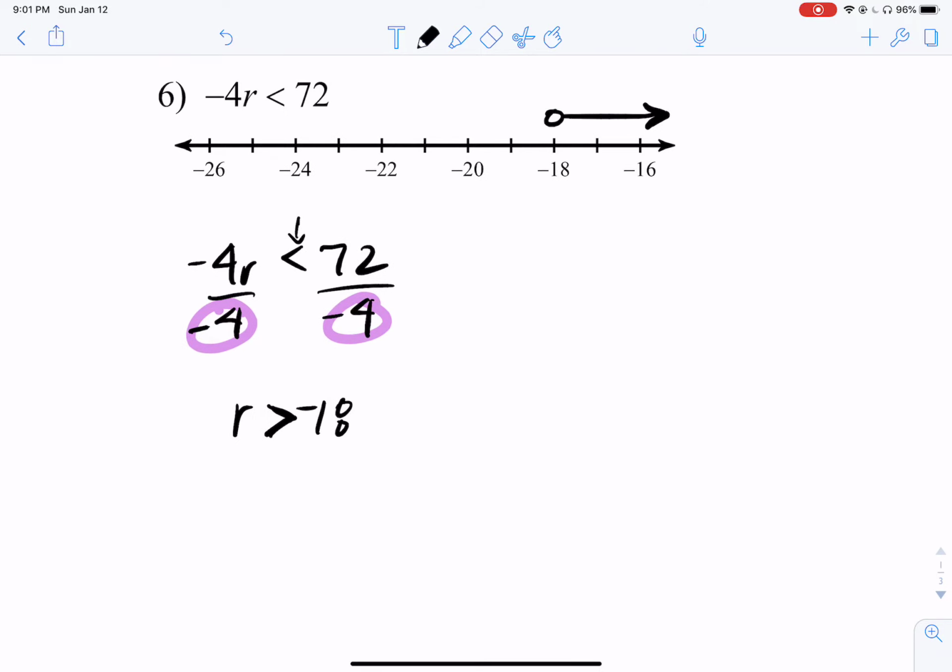So as an interval, you look at the graph: the lowest possible number we can reach on this graph is negative 18. So we'll start with that. And because it's open, we'll use parentheses. And we're going to go all the way to positive infinity.